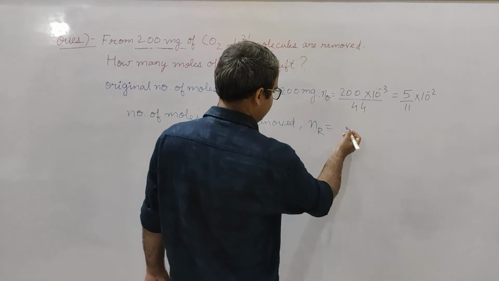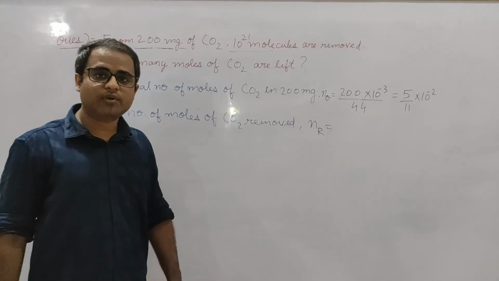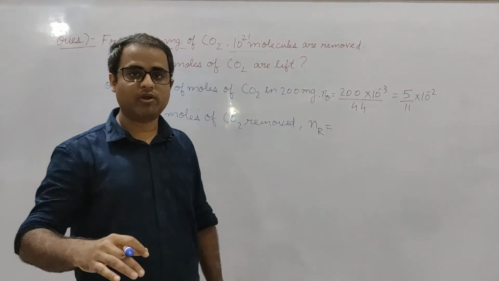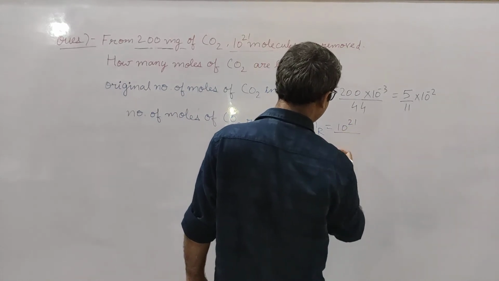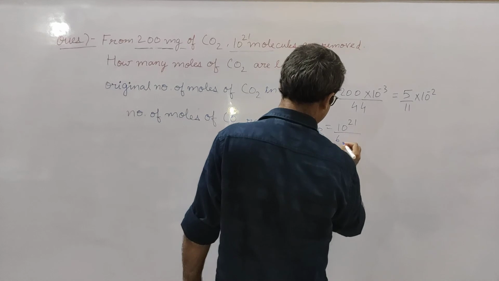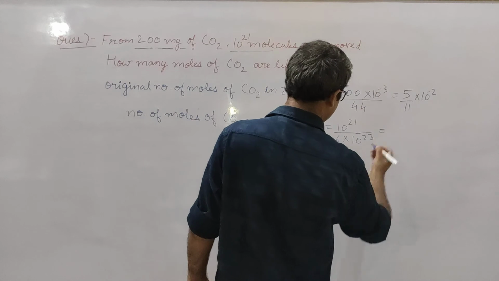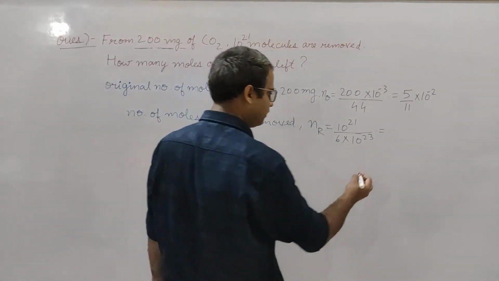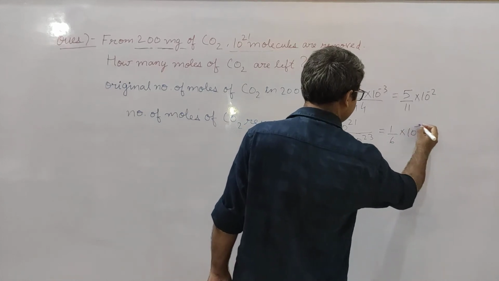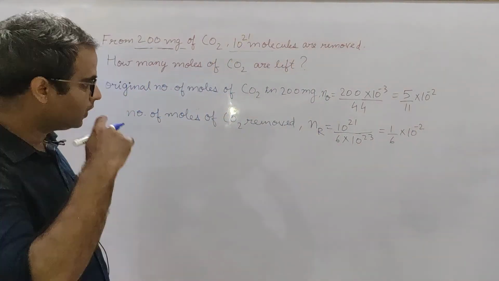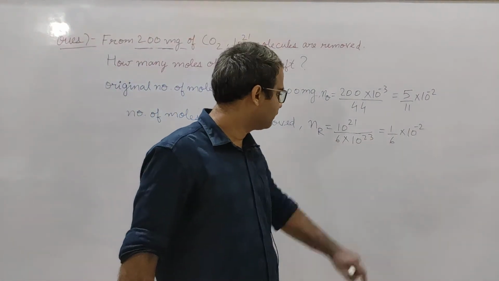Now calculate from the number of molecules given. When we know the number of molecules, how will we calculate the number of moles? By dividing the number of molecules by the Avogadro number. So the number of molecules given here is 10 to the power 21 divided by the Avogadro number. Take the Avogadro number as 6 into 10 to the power 23. If you solve this, this will come to 1 upon 6 into 10 to the power minus 2.